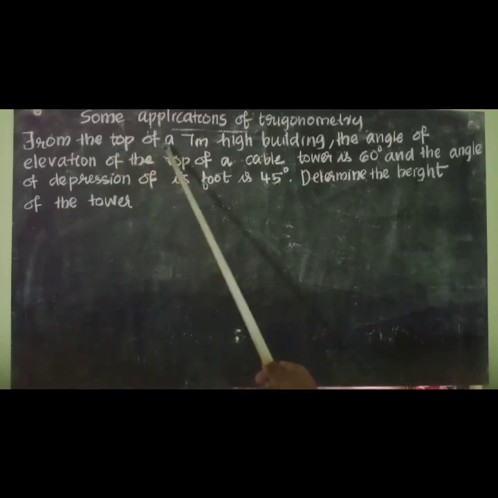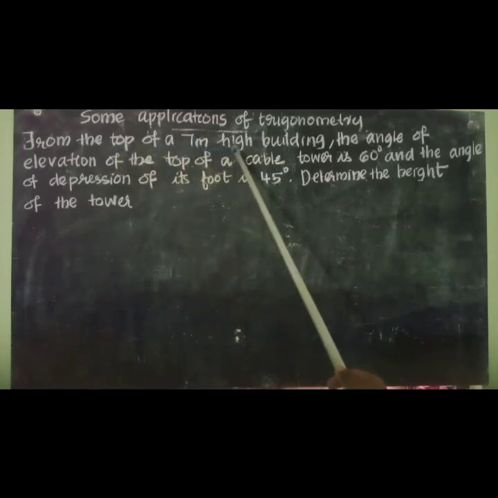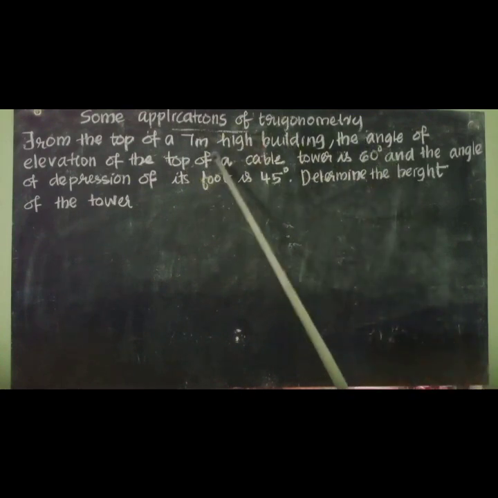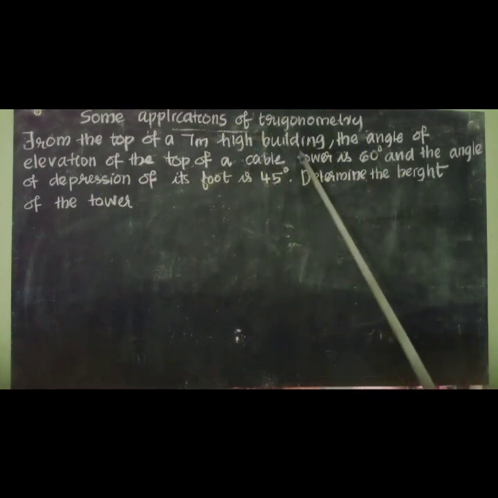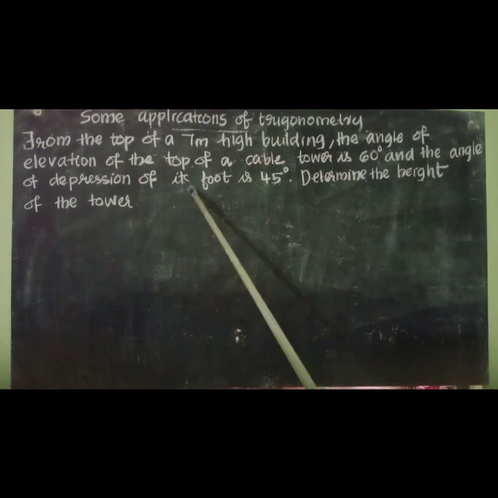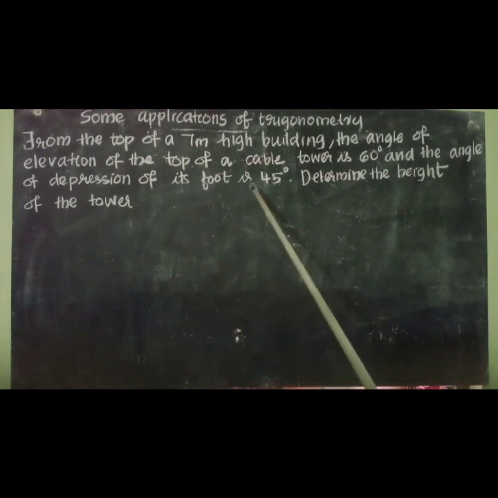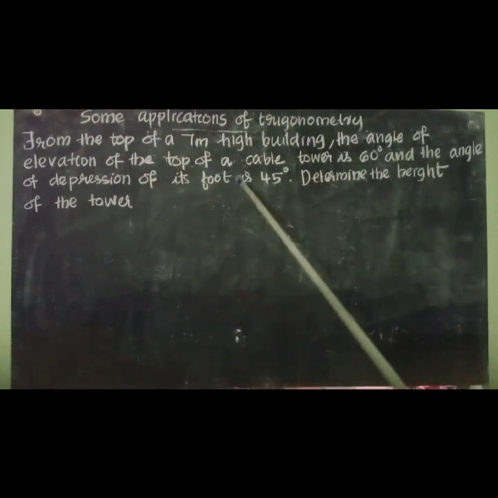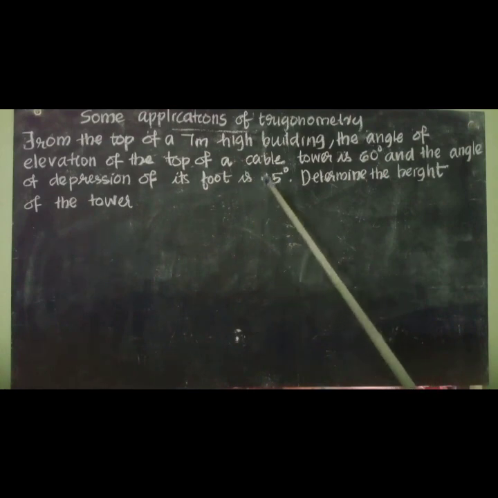From the top of a 7-meter high building, the angle of elevation of the top of a cable tower is 60 degree and the angle of depression of its foot is 45 degree. Determine the height of the tower. First, let us draw a figure based on this information.